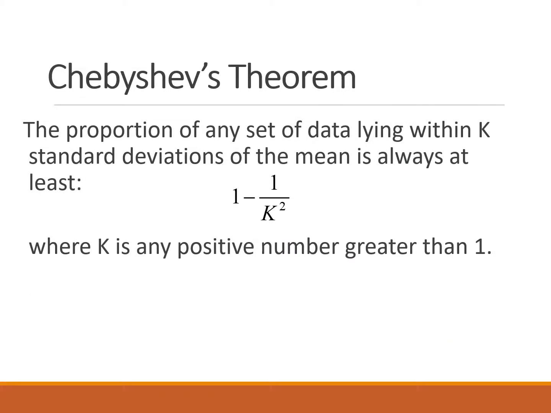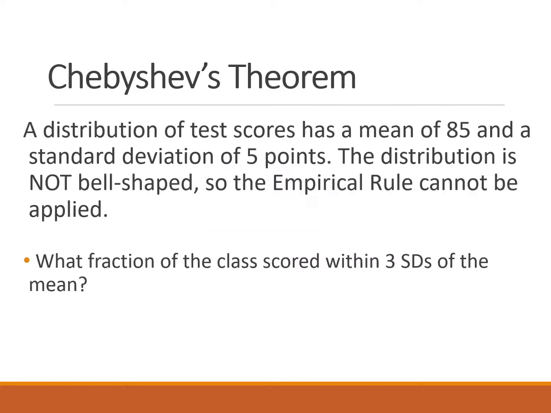This is an equation that's not used as much. It's called Chebyshev's Theorem. It's fun to say. And it applies to distributions that are not bell-shaped. This says that the proportion of any data lying within k standard deviations of the mean is always at least this value: 1 minus 1 over k squared. k has to be a positive number greater than 1.